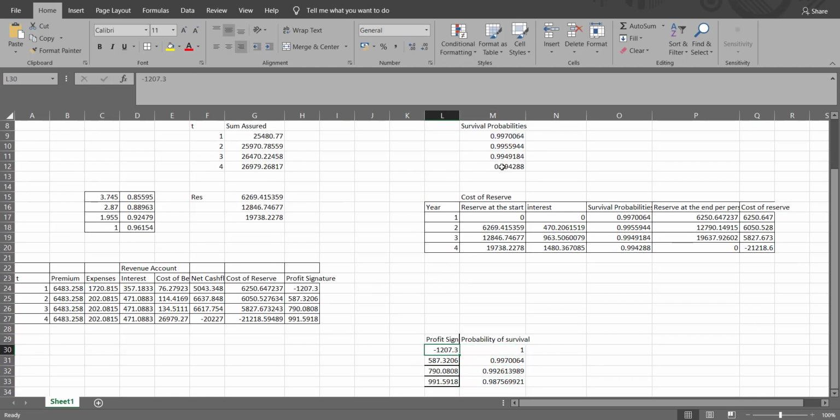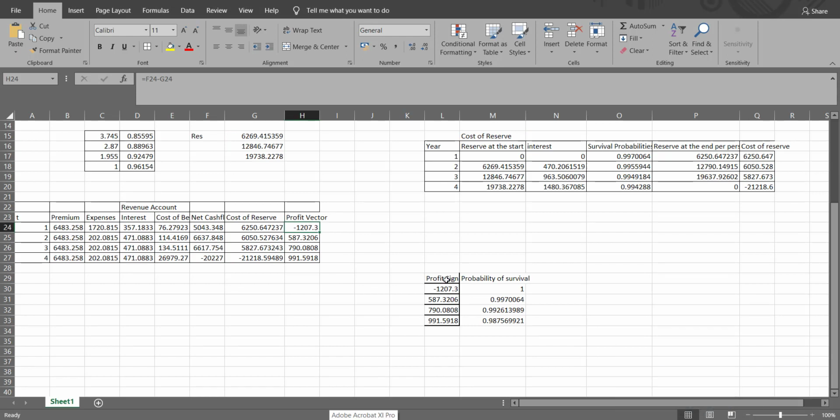Okay, so these are your numbers. Probability of survival. So from this you get your, oh, this was not profit signature, this was profit vector. So this is your profit vector, right? You have your probability of survival. Let's also take the discount factors directly.